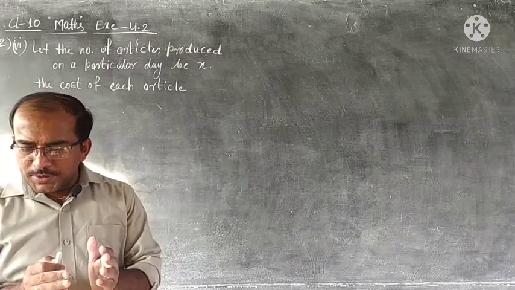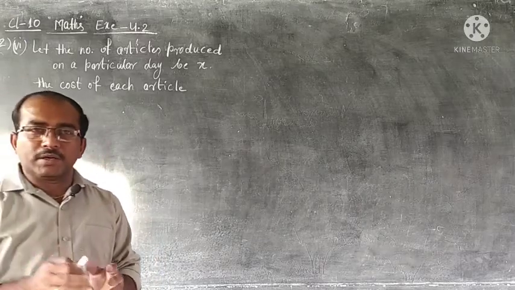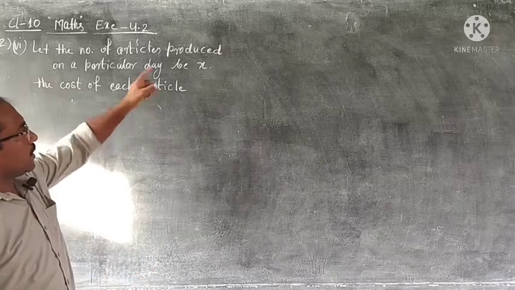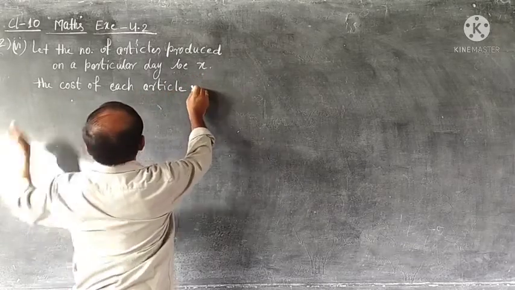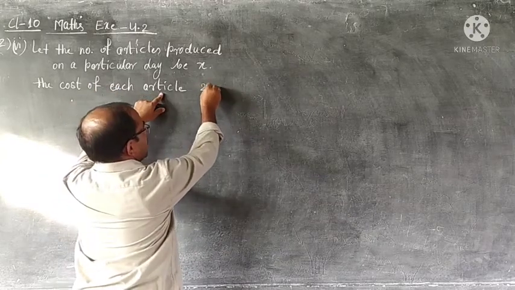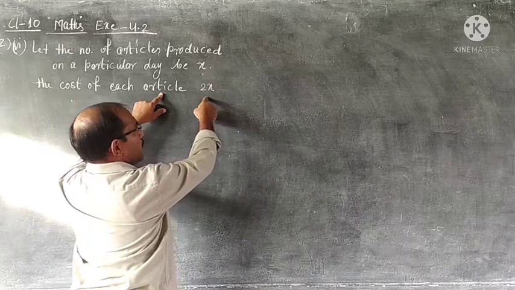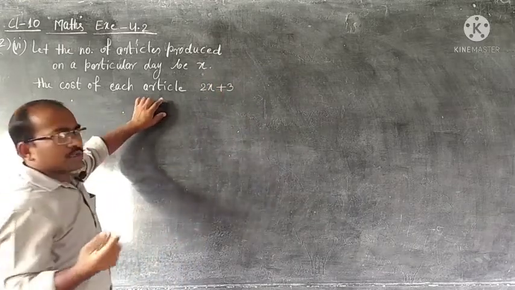So 3 rupees more, that means plus 3. Twice the number of articles. Articles are how many? No, x. So the cost of each article is twice the number of articles and 3 rupees more than that. So plus 3. Easy condition to understand.